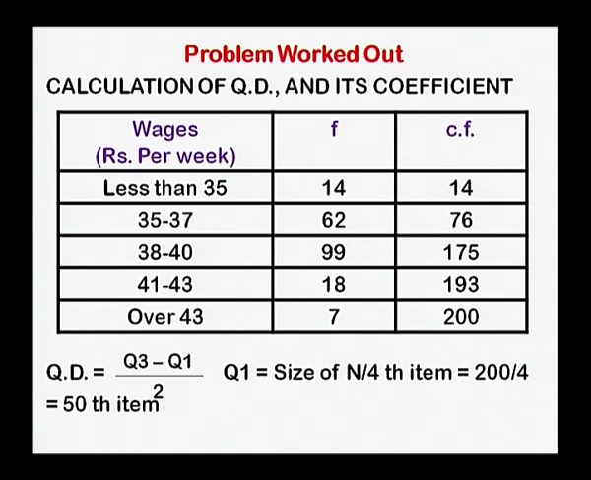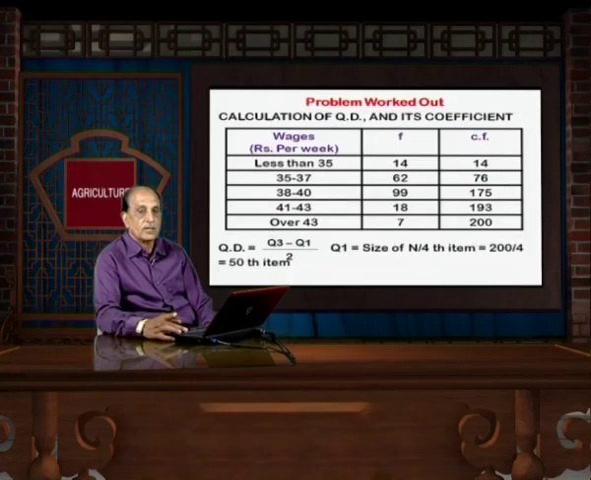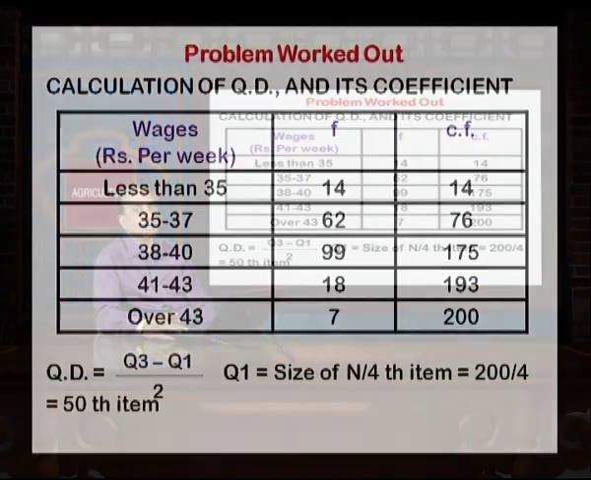Now, what is the formula that is used for calculating quartile deviation? This is Q3 minus Q1, divided by 2. So, we can say that in order to calculate quartile deviation, first of all, we have to find out Q3 and Q1, then find the difference, and the difference is divided by 2. In this way, we will be calculating quartile range or quartile deviation.